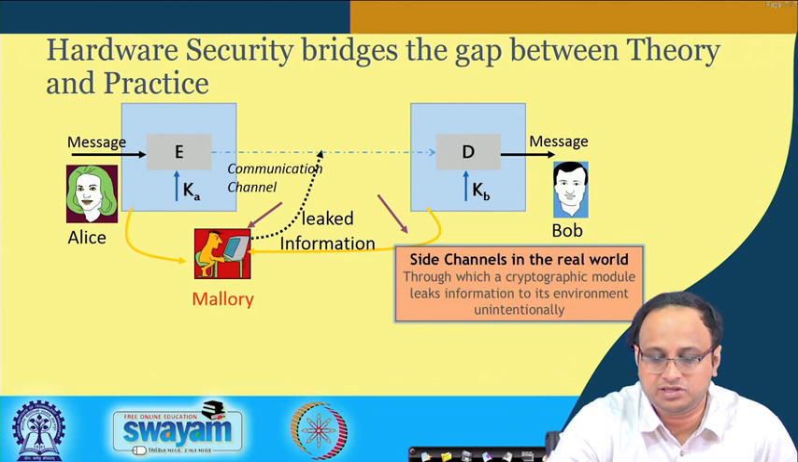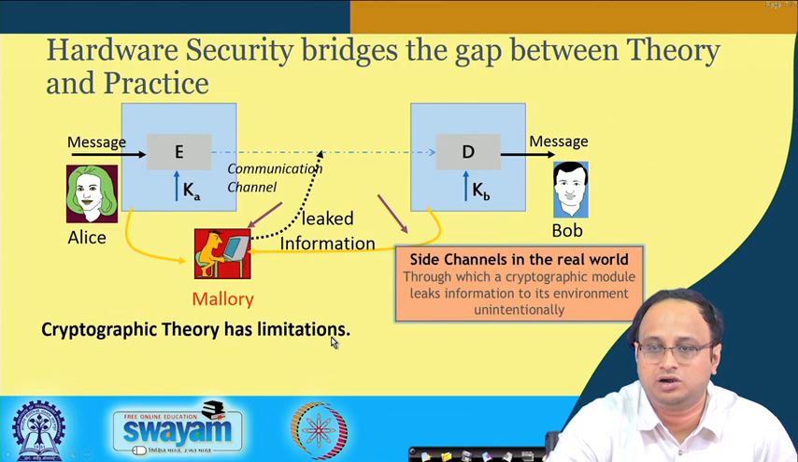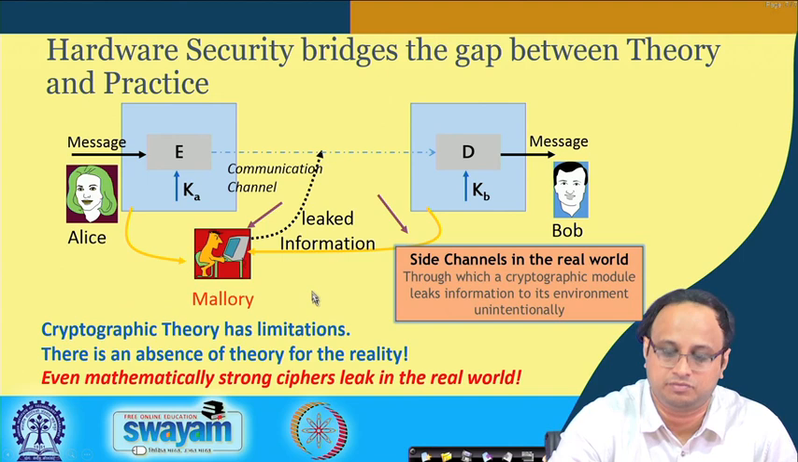So, hardware security bridges the gap between theory and practice. As I said, cryptographic theory has limitations, because it often does not address the real world. There is an absence of theory for the reality, because of which even mathematically strong ciphers can leak in the real world. You may take a nice AES, RSA or ECC algorithm, but when you implement them, because of information leaked through what are called side channels, which may be intentional or unintentional, the secrets can be compromised. So, what we need to do is understand this gap between theory and practice.